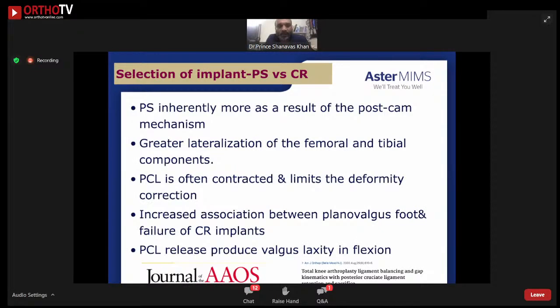So there is a confusion regarding PS or CR. Some surgeons prefer PS, some surgeons prefer CR. The PS surgeons say that it is inherently more stable because of the post-cam mechanism. Greater lateralization of the femoral component is possible with the PS design, and the PCL is often contracted and limits the deformity correction. So the PS knee is more stable. Then, as I already told, there's an increased association between a planovalgus foot and failure of CR implants. But the CR surgeons say that PCL release produces a valgus laxity in flexion.